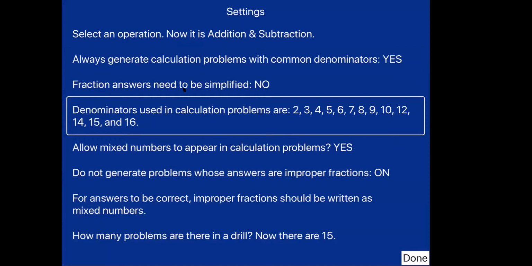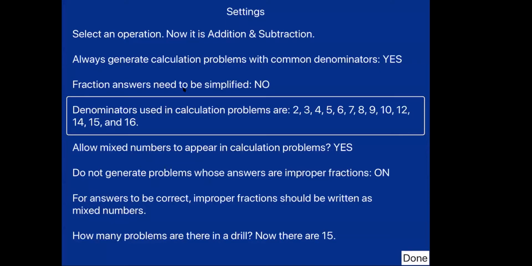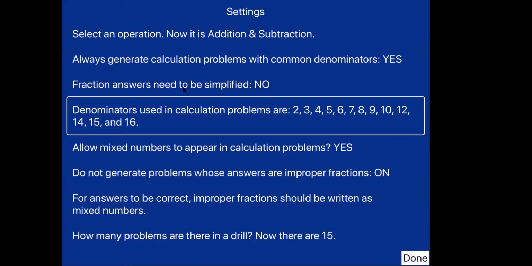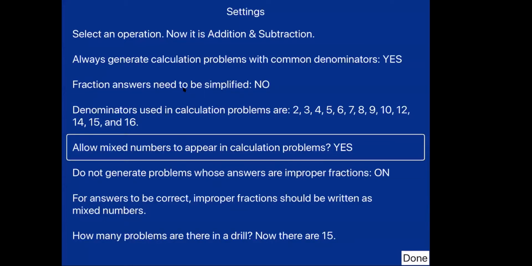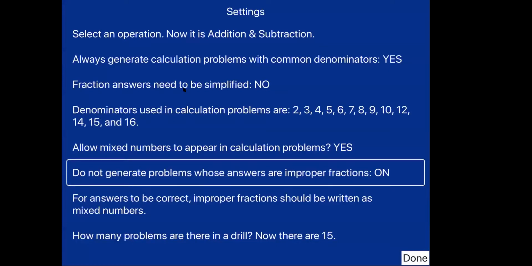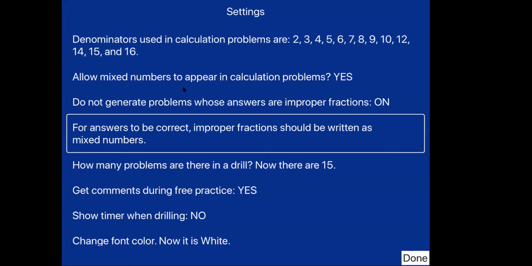Denominators used in calculation problems are 2, 3, 4, 5, 6, 7, 8, 9, 10, 12, 14, 15. So here you can actually choose the numbers that you're going to see come up in the answers. Allow mixed numbers to appear in calculation problems? Yes. Do not generate problems whose answers are improper fractions. On. For answers to be correct, improper fractions should be written as mixed numbers.